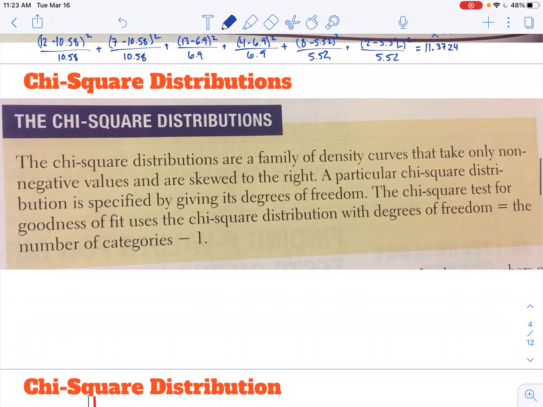So what we have to do is think about a chi-square distribution. Now the chi-square distributions are a family of density curves that take only non-negative values. When we think about this, all of these are positive, and they're skewed to the right. A particular chi-square distribution is specified by giving its degrees of freedom. The chi-square test for goodness of fit uses the chi-square distribution with degrees of freedom the number of categories minus 1.